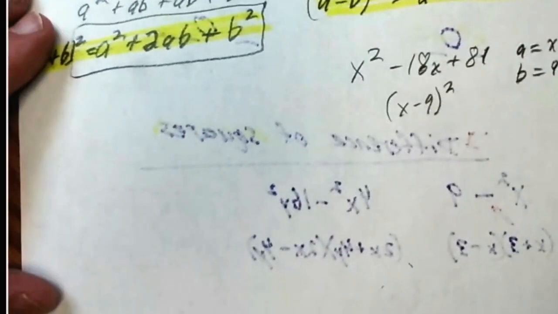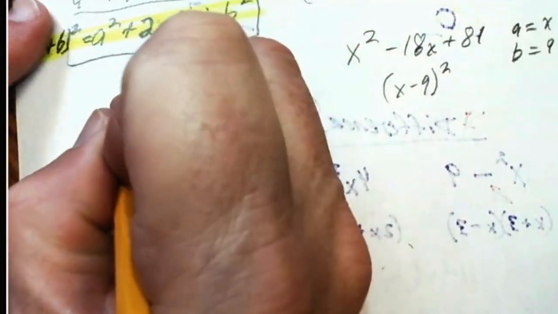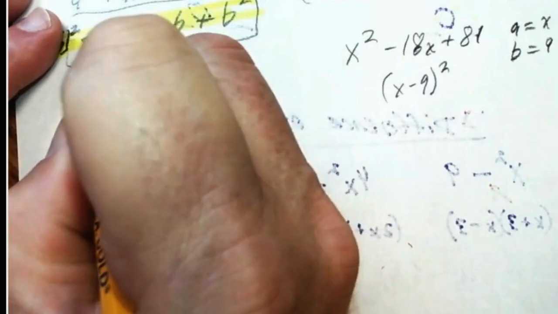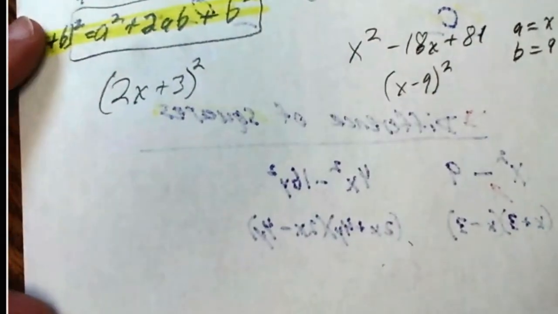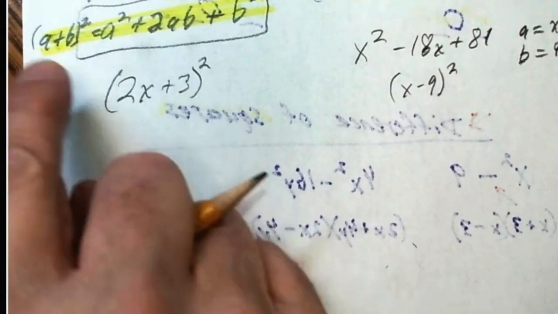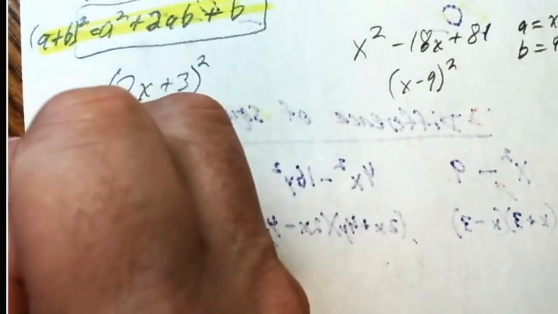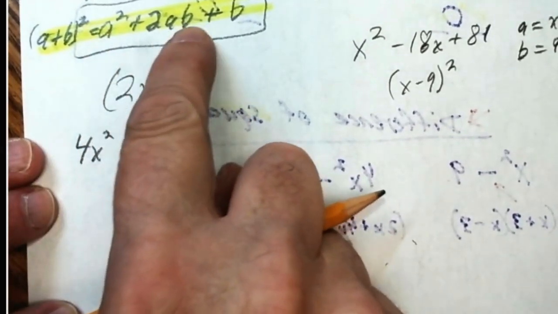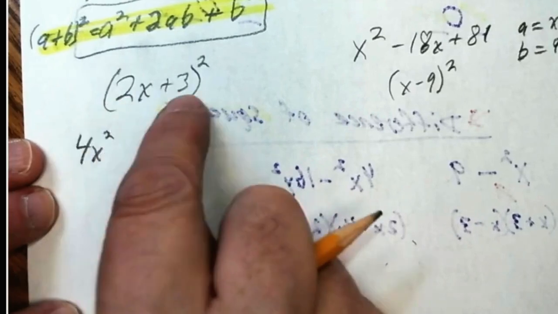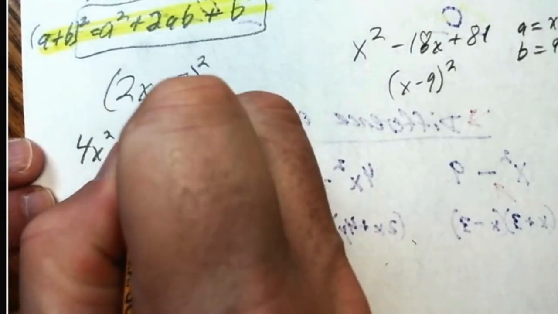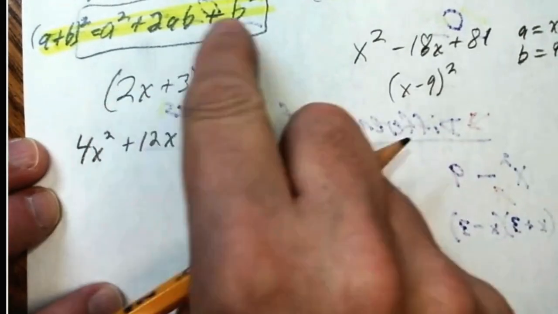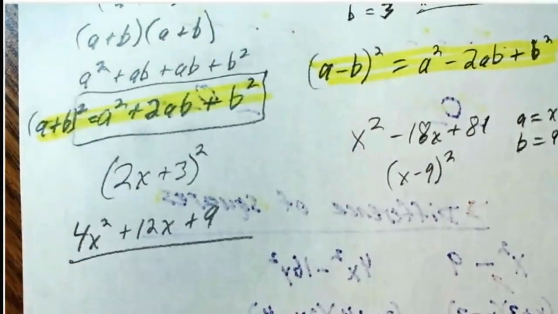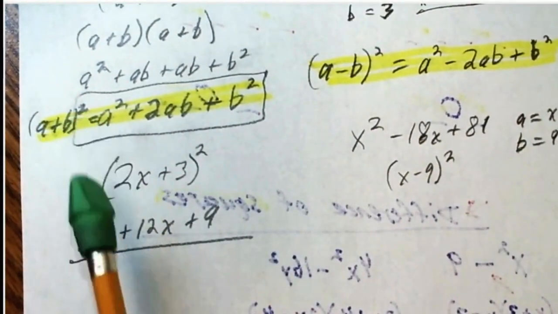It also helps the other way. What if I had 2x plus 3 squared? Well, I could go through all the work, but I go, wait a minute, I can use this pattern. So this would be 4x squared. And this one, I just multiply them together and double it. So 6x would be 12x. And then I take the last one, plus 9. That's what that equals, just following this pattern.